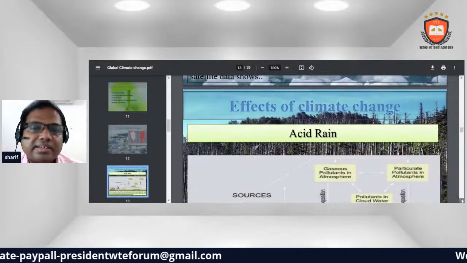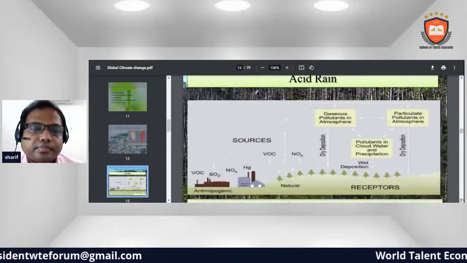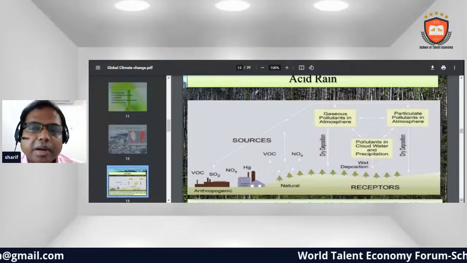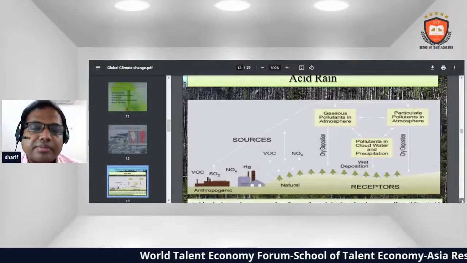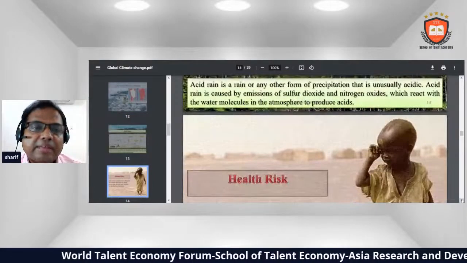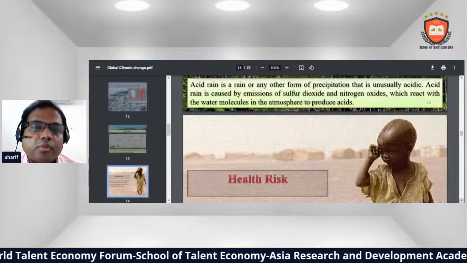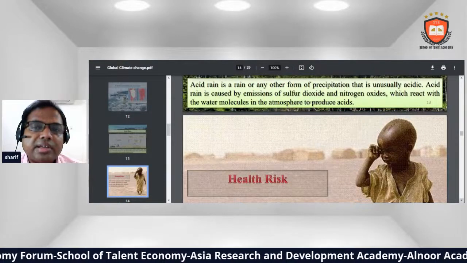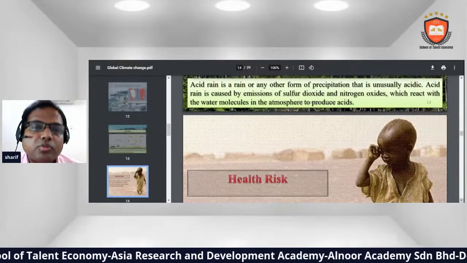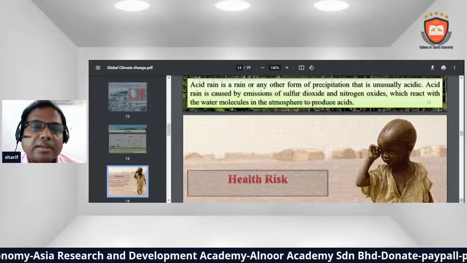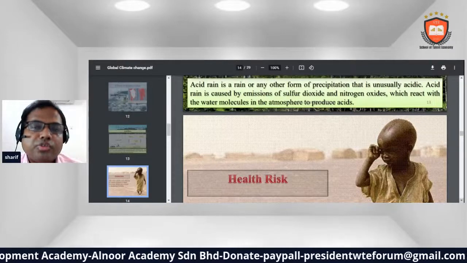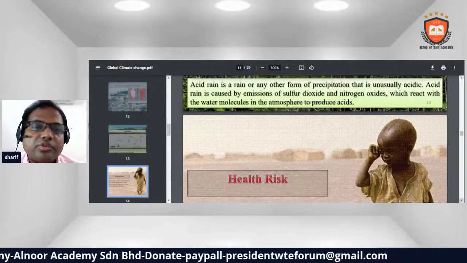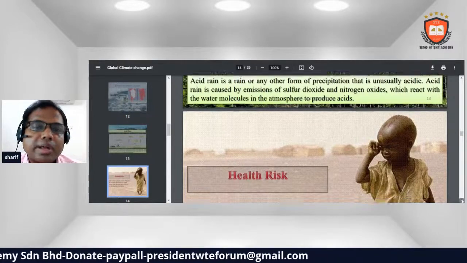Effect of climate change: acid rain. This particularly pollutes the atmosphere. Acid rain is rain or any other form of precipitation that is unusually acidic. Acid rain is caused by emissions of sulfur dioxide and nitrogen oxides, which react with the water molecules in the atmosphere to produce acid.